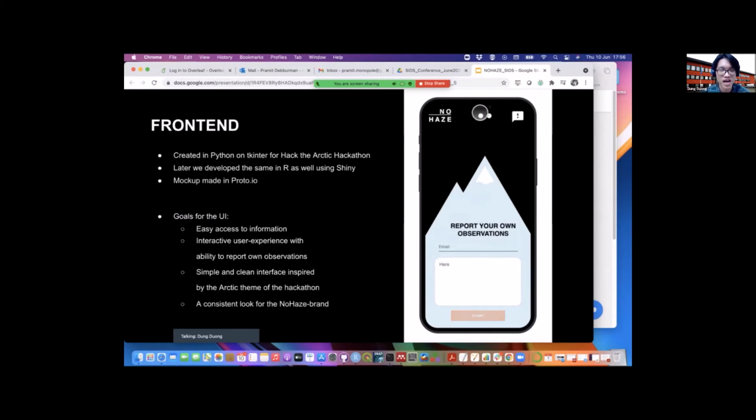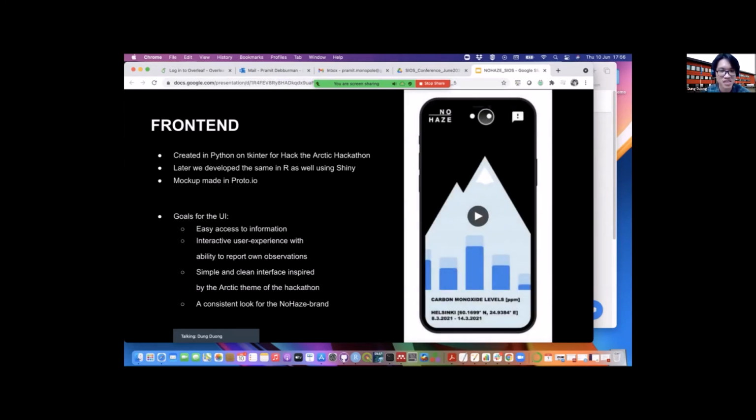And the goal of the app is, because our target audience is like everyday user, we want to make the experience as easy and as convenient as possible. So the goal is to make it clean and easy for the user to see the data and also to contribute their observations. And finally, we want to make a consistent look for the NoHaze brand.